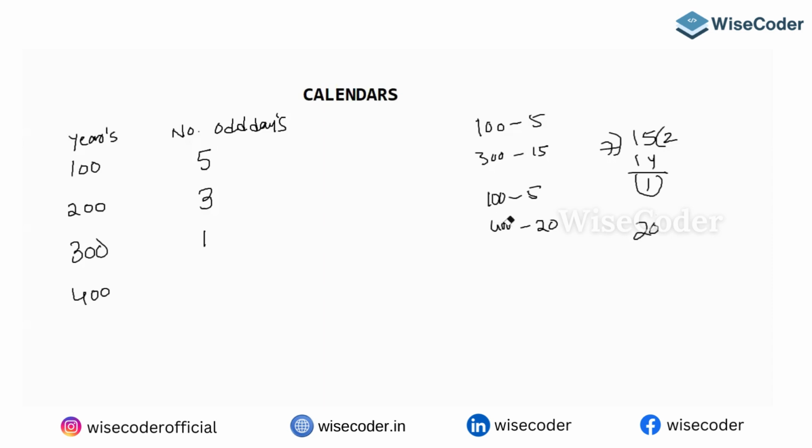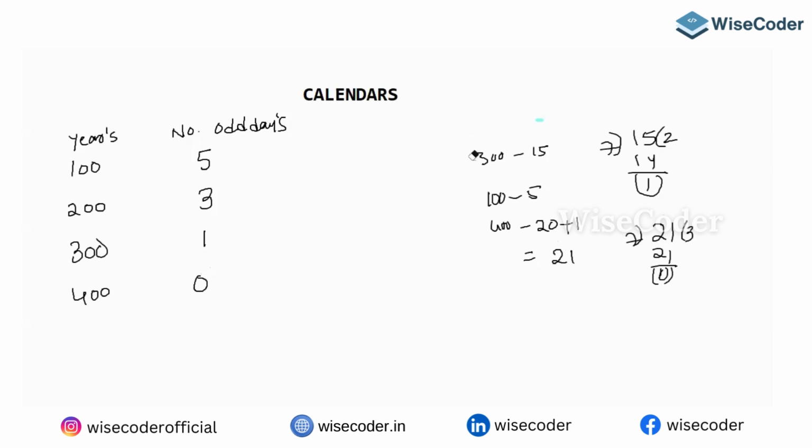The 400th year is a leap year. When the 400th year is a leap year, you get 1 extra odd day. So 400 years will have 21 odd days. If you divide 21 by 7, 7 3s are 21, you are left with 0. So 400 years will have 0 odd days.